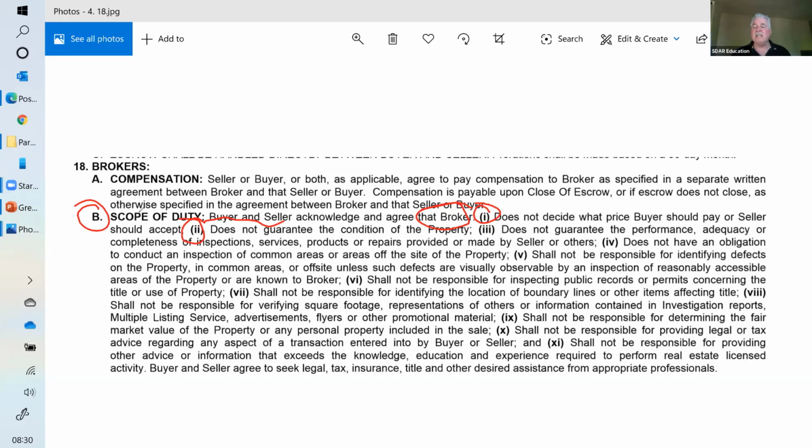Does not guarantee the condition of the property. I love it. Okay, so what does that mean? Does not guarantee the condition of the property. So, how many times do you end up where the buyer calls you after closing and tells you, hey, this isn't working. And all of a sudden you're the warrantor of the product. Well, you aren't. We don't guarantee the property. That's not our issue. The issue is between the buyer and the seller.